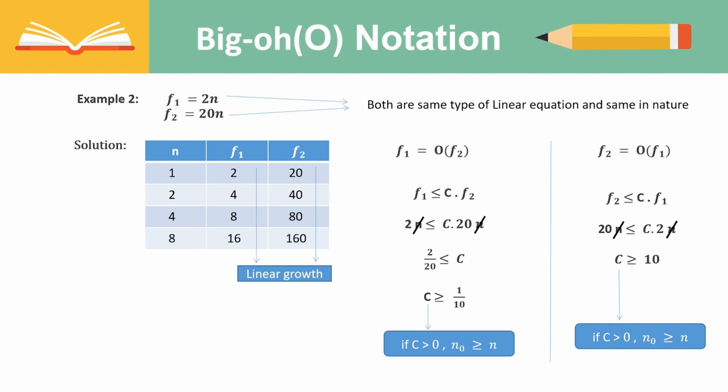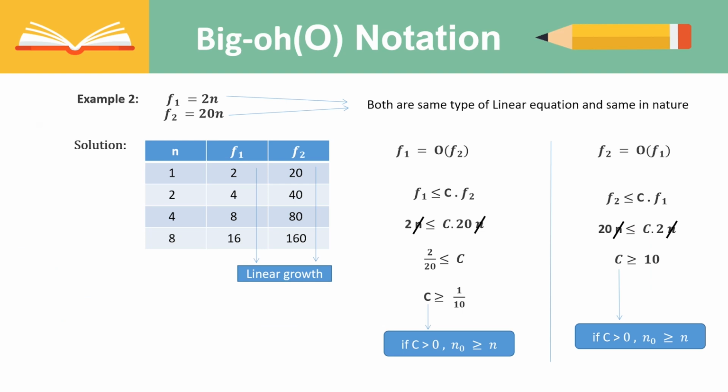In this case, when we have linear growth, then we have to try to prove all possible asymptotic notations. Hence, we have two possible asymptotic notations: f1 is equal to big O of f2 and f2 is equal to big O of f1. Now we have to check which asymptotic notation is correct. To check which asymptotic notation is correct, we have to analyze constant values. If constant is greater than 0, then that asymptotic notation is correct.